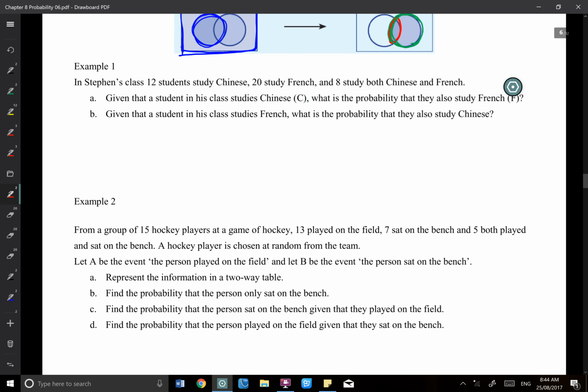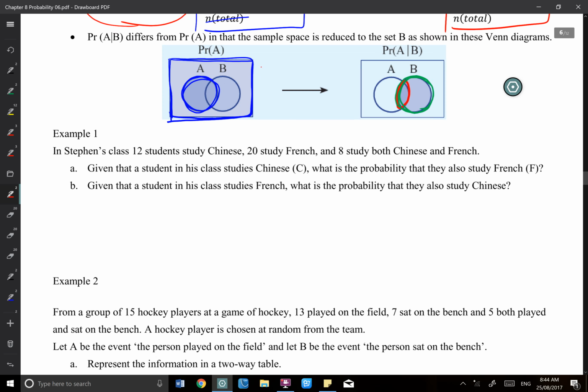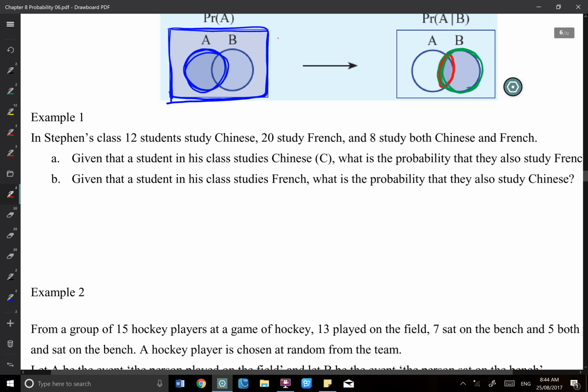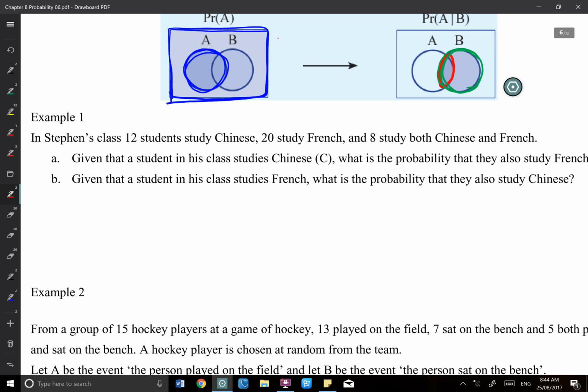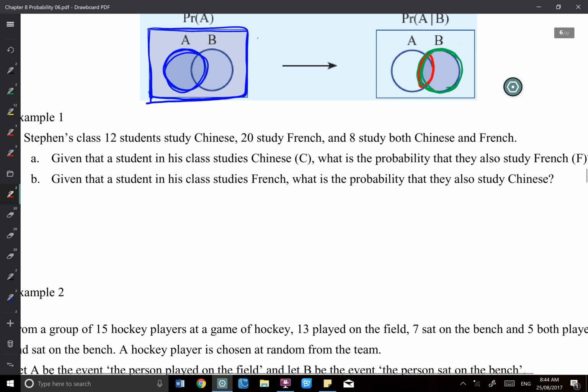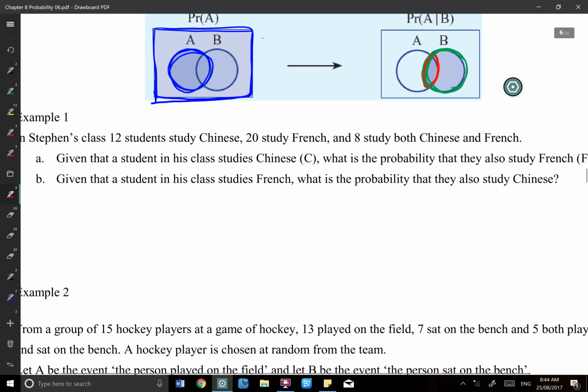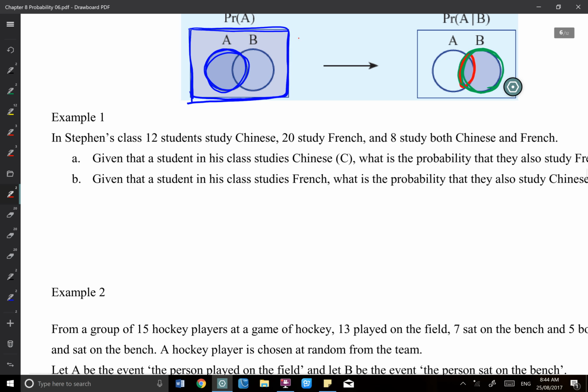Okay, have a think about the two examples below. Example 1 says, in Stephen's class, 12 students study Chinese, 12 study French, and 8 study both Chinese and French. Can you draw me a Venn diagram to show this situation, please?